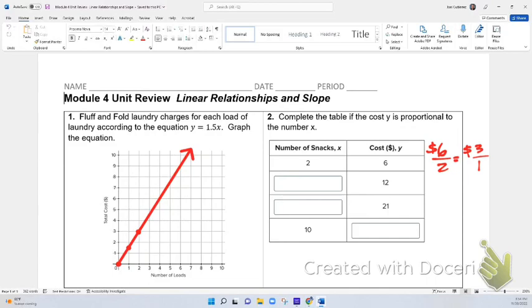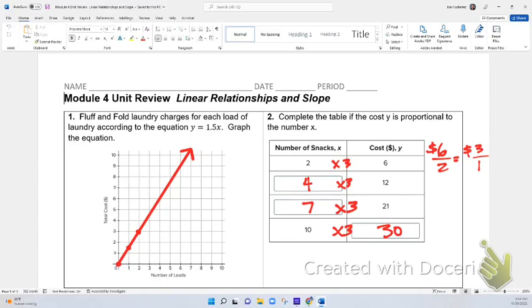So if every snack is $3, then how many snacks would give you $12? So what number times 3 gives you 12? In this case, it would be 4. And then again, what number times 3 would give you 21? This would be 7. So essentially all we're doing is multiplying by 3 because that is my unit rate. So for the very last one, very simple, 10 times 3 means that you will be paying $30 for those snacks.